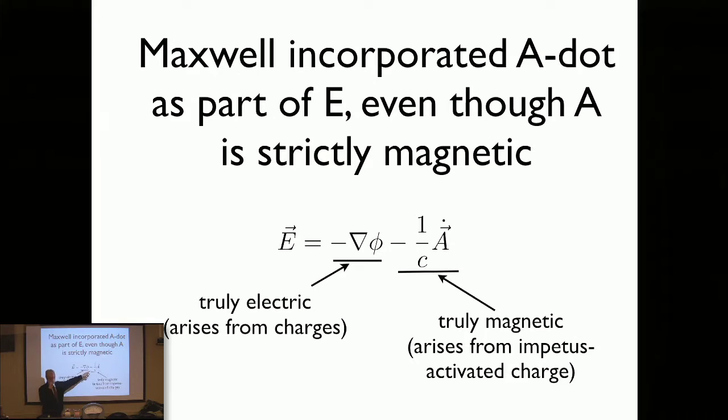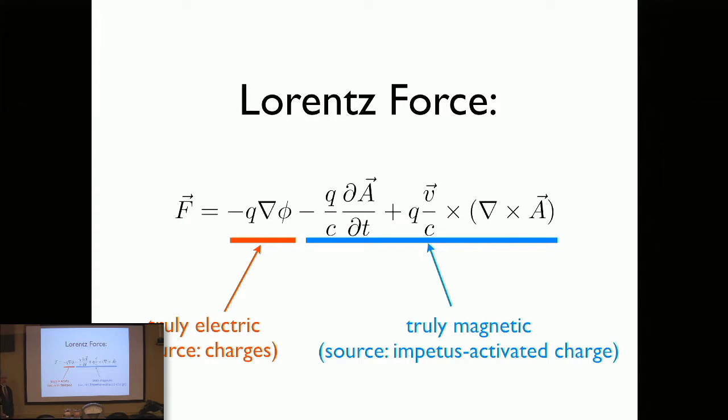So he's going to put these two together. He's going to write his E symbol as a combination of negative grad phi and negative A dot. And the negative sign is that reverse direction. When A diminishes, it tries to restore, give impetus to something to restore it. So truly electric and truly magnetic are combined in one symbol. And there's a reason for doing that, and you'll see why he does that. There's an advantage, but you lose something, and what you lose is very important.